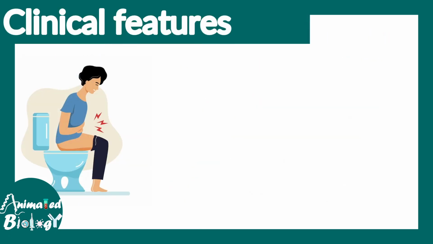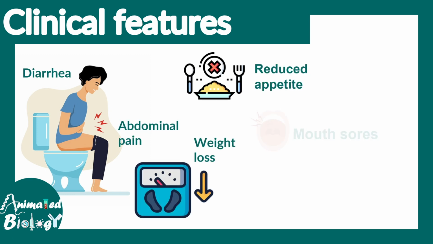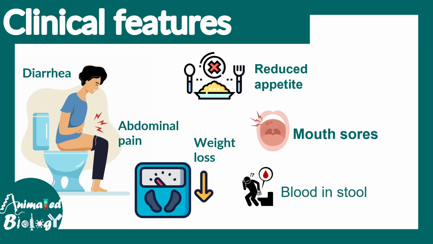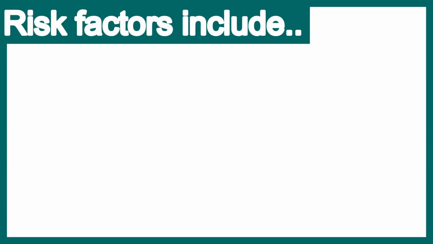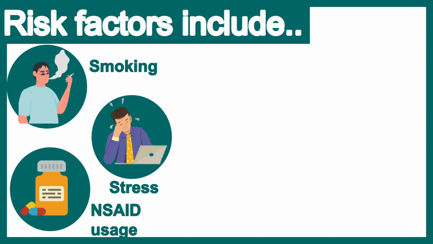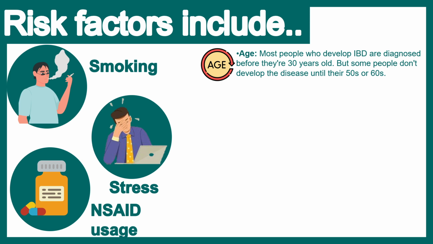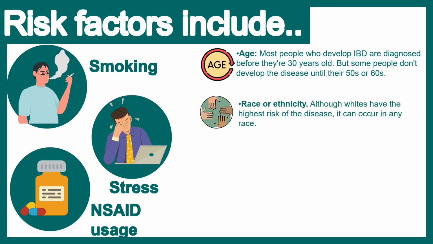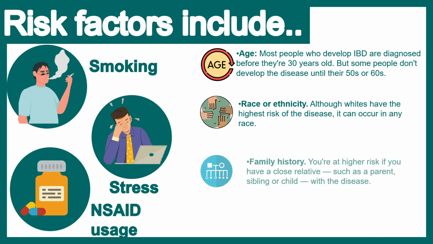Clinical features of Crohn's disease include diarrhea, abdominal pain, weight loss, reduced appetite, mouth sores, blood in the stool, and a few others. The risk factors include smoking, stress, NSAID overusage, and age, which is a risk factor in general for IBD. Race matters too: generally, white people are more at risk for IBD than other races. Family history is important because there is a strong genetic component of Crohn's disease. And dietary fiber is another factor that governs the risk of Crohn's disease.